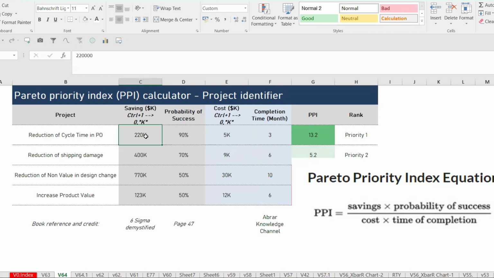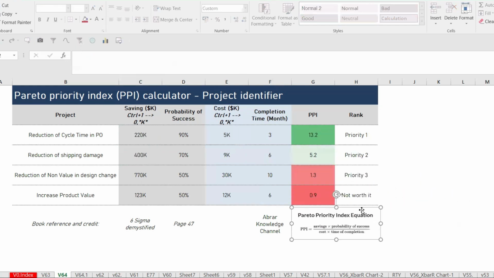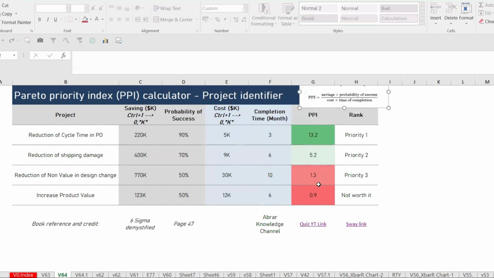If you have a saving more than that, for example, let's say you have 420K, then again your PPA has increased so much, right? And then I'm just keeping it back to 220. Okay, so this is the effect. And sometimes the project might take, for example, in this case, 10 months to complete, but it has, let's say, a higher probability of success. Still, it shows that the PPA value is very, very low, right?